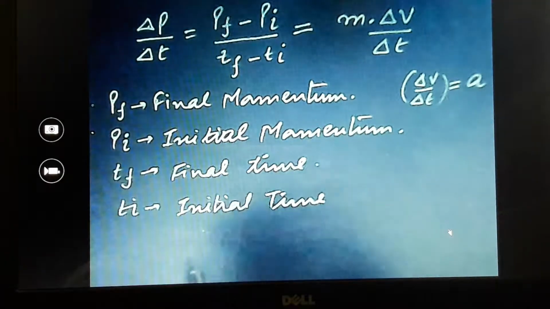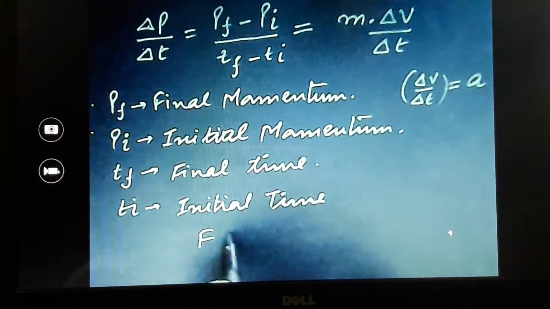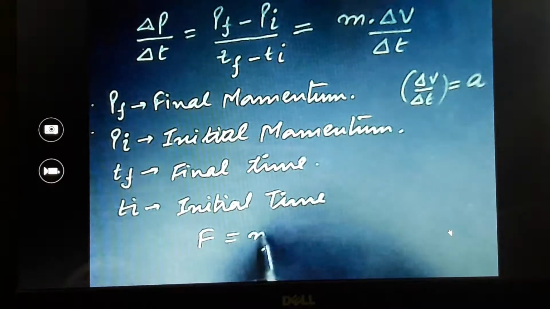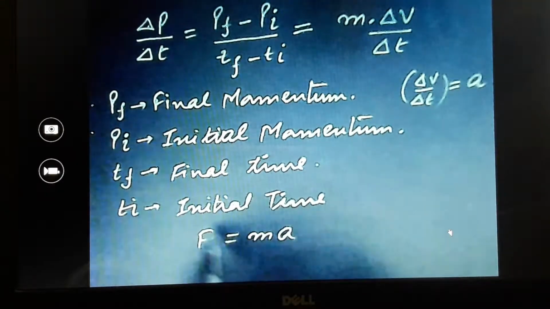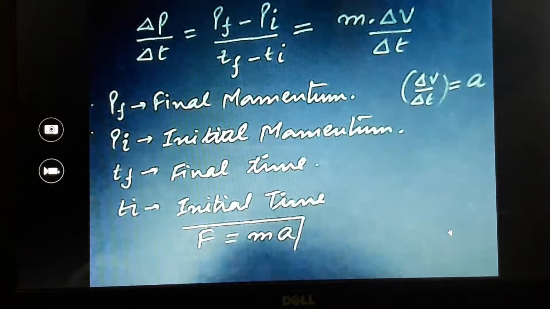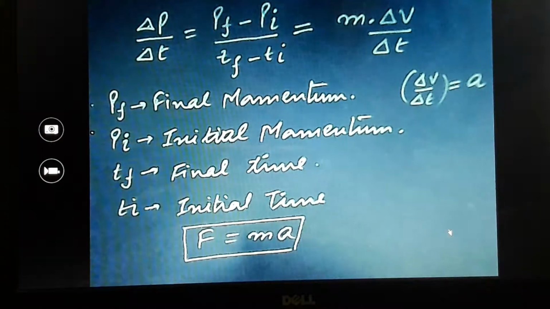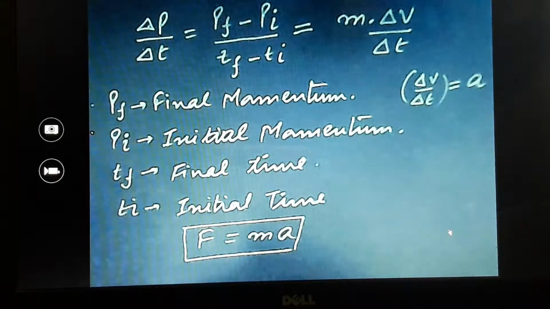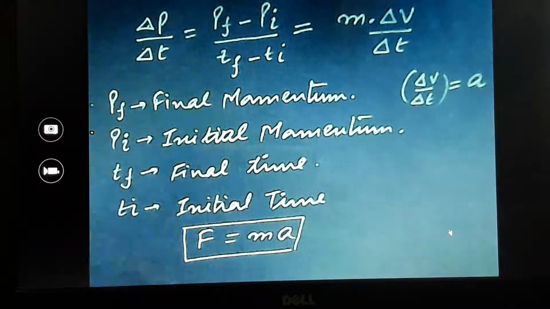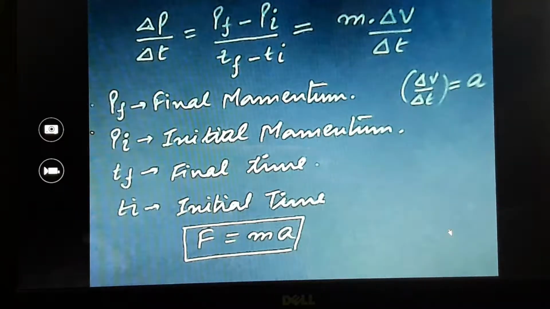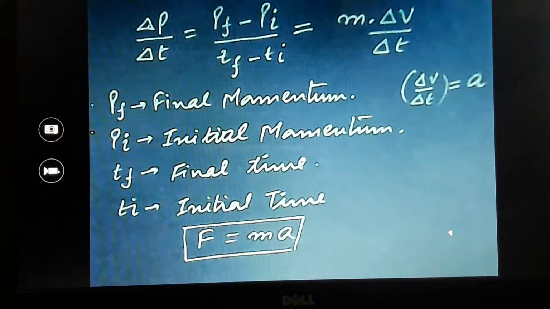So finally, what do we get? We get force equals mass times acceleration, right? The force applied over a body of mass m is equal to the mass of the body multiplied by the acceleration produced within the body itself.